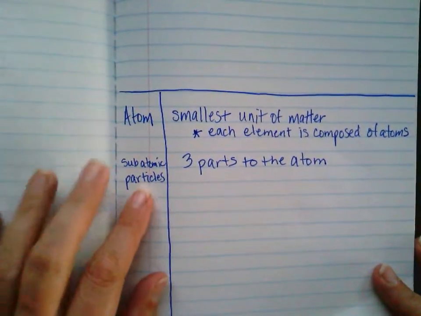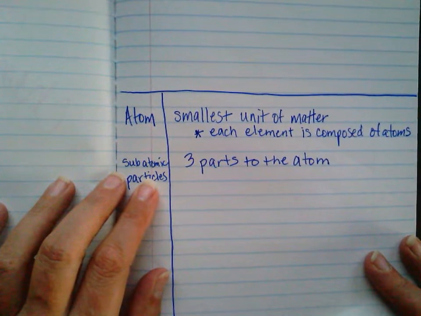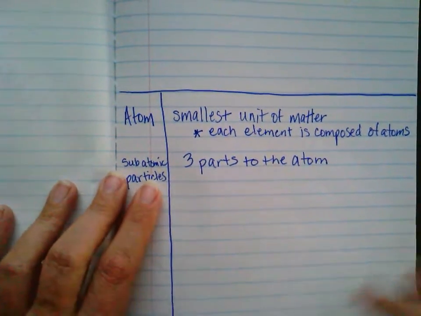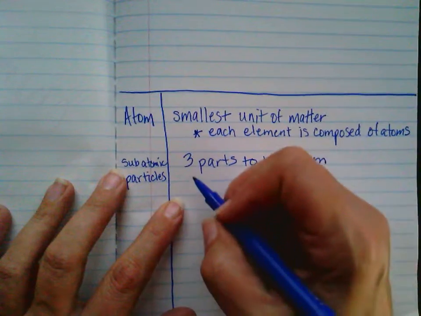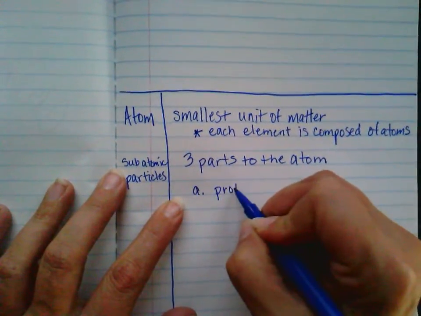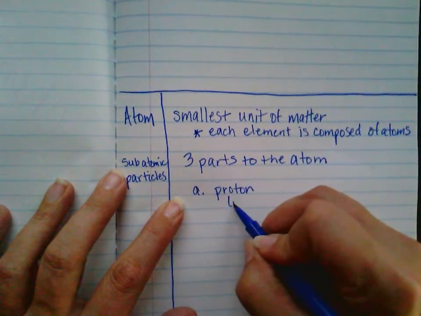Okay, so what I was saying was that we're going to talk about the three parts of the atom, what they are called, what they do or what they mean, and where they are found. So the first part of the atom is the proton. All right. Protons are found in the nucleus.